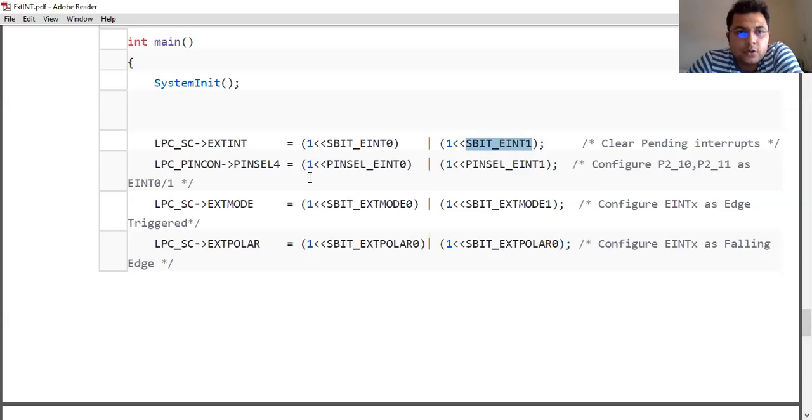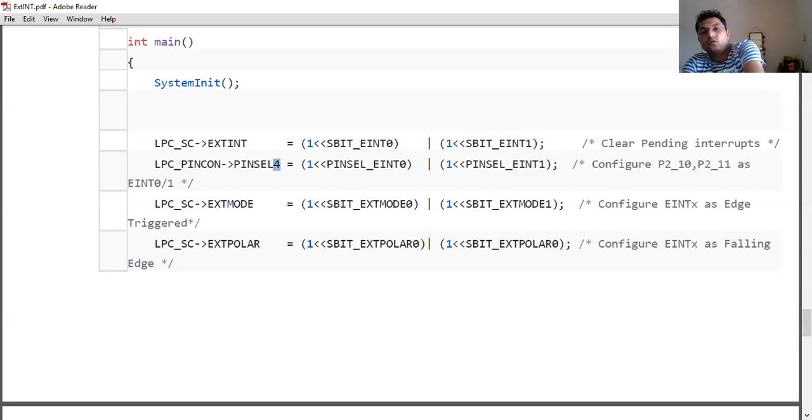So here, I feel that this should be 3 because it is P. No, it is correct because port number 0 requires pin select 0, port number 0 pin select 1, port number 1 pin select 2, pin select 3, and port number 2 pin select 4, right?